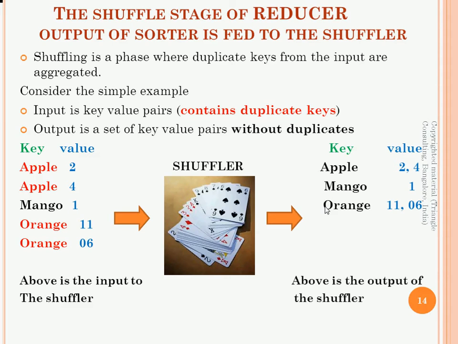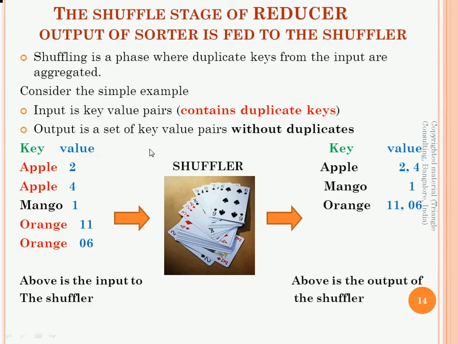Let's take another simple example to understand what happens in the shuffle phase. Consider the input to the shuffle phase to be a set of key-value pairs: apple, 2 apples, and another instance of apple, 4 apples. You can consider them as green apples and red apples. Then mango, count of 1, and oranges, 11 oranges, say small-size oranges, and another 6 oranges, which are large-size oranges. So you just have an input file in key-value pairs.